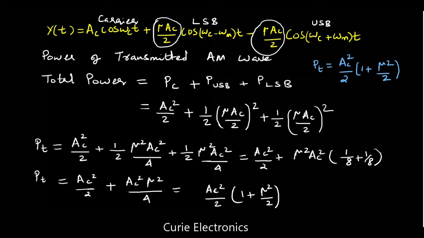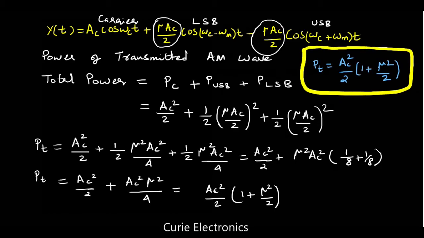So this is the equation for the total power transmitted. Now we know how to calculate the sideband power, that is upper sideband and lower sideband, and the total power. Now what we'll see is the efficiency. How to calculate the efficiency of AM.